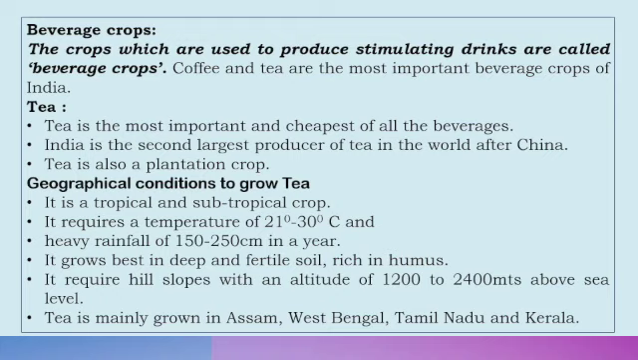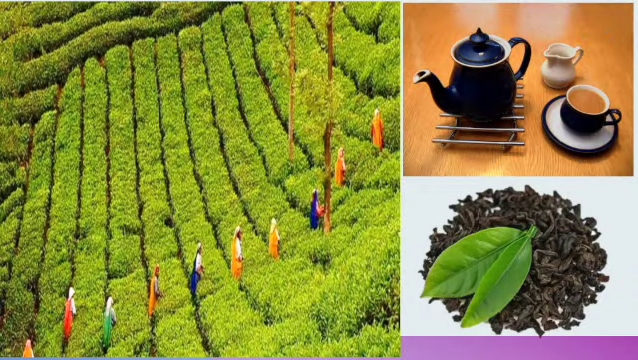Tea grows best in deep and fertile soil which is rich in humus. Tea requires hill slopes with an altitude of 1200 to 2400 meters above sea level. Tea is mainly grown in Assam, West Bengal, Tamil Nadu and Kerala. This is a tea plantation, a cup of tea, tea leaves and the dried processed tea leaves, tea powder.